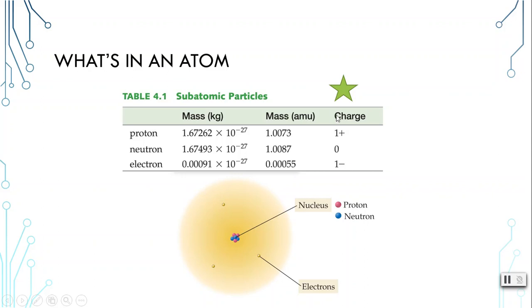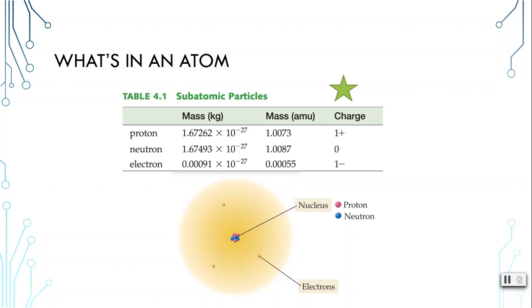You should also know the charge associated with each subatomic particle. Electrons are negatively charged, neutrons have no charge, and protons are positively charged. We're going to talk a lot more about electrons in the course with regards to where they are in an atom and what happens when atoms share or donate electrons to form bonds.